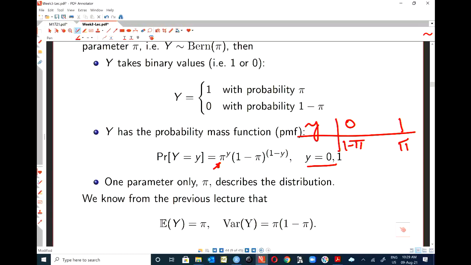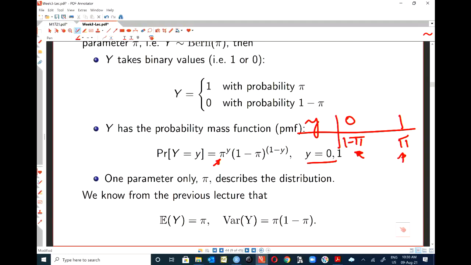So when y is 0, my probability is 1 minus pi. When y is equal to 1, this is pi to the 1, and this is 1 minus pi to the 0. This is the 1. I get pi from there. This is a nice, neat way of writing the equation for the probability mass function for the Bernoulli distribution. It's pi to the y times 1 minus pi to the 1 minus y here. And the only parameter here I have is pi.